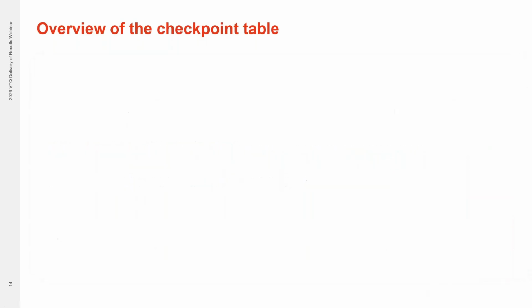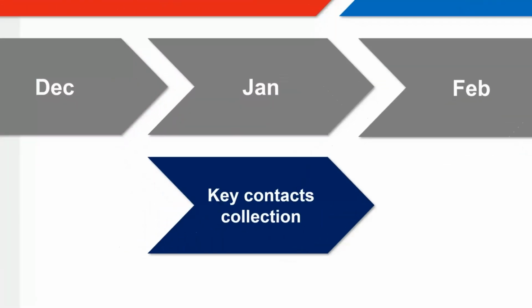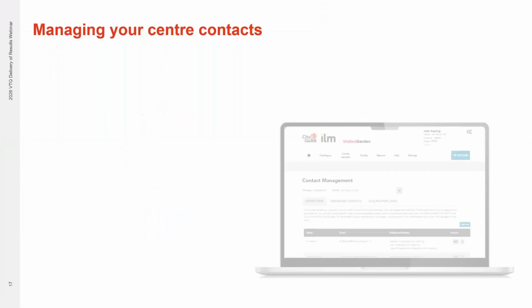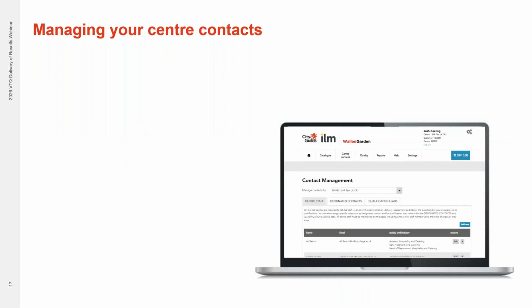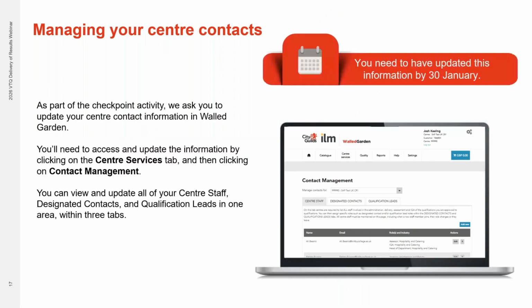Okay, so moving on to the next section of our timeline now, the key contacts collection. Okay, so as part of the checkpoint activity, we do ask you to update your centre contact information in Wallgarden. You'll need to access and update that information by clicking on the Centre Services tab and then clicking on Contact Management. Within that area, you can then view and update all of your centre staff, designated contacts and qualification leads in one area within 3 tabs.